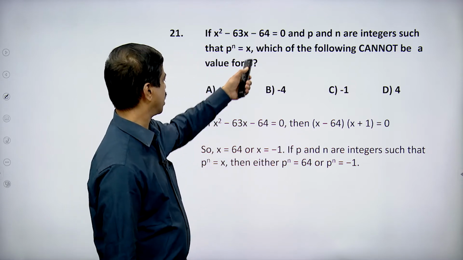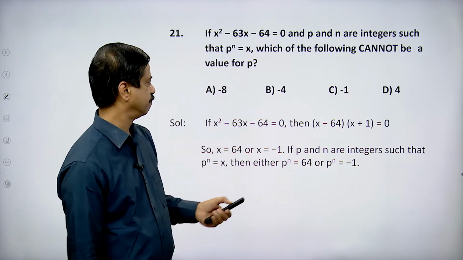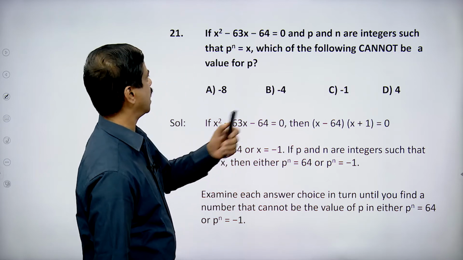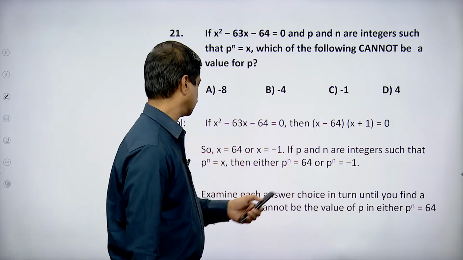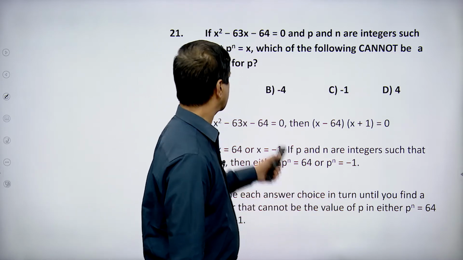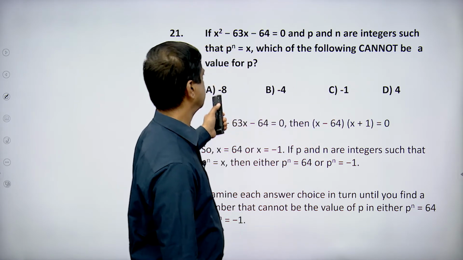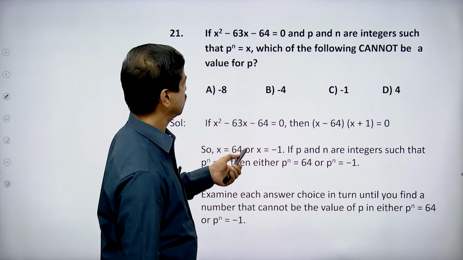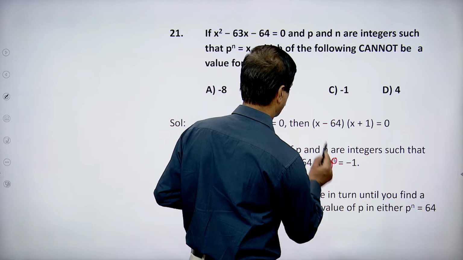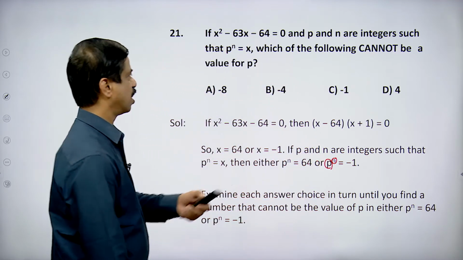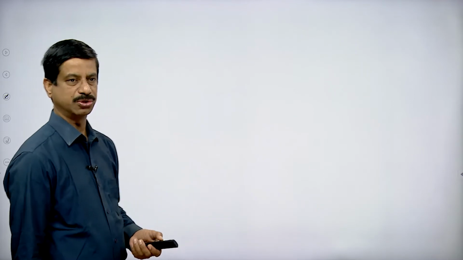So that means p power n equal to x means p power n is 64 and p to the power of n is minus 1. Now he says p and n are integers. So either 8, minus 8 or minus 1 should be p. So n is an integer, p is an integer. Both are integers. So p power n equal to 64 should be true, or p power n equal to minus 1 should be true.